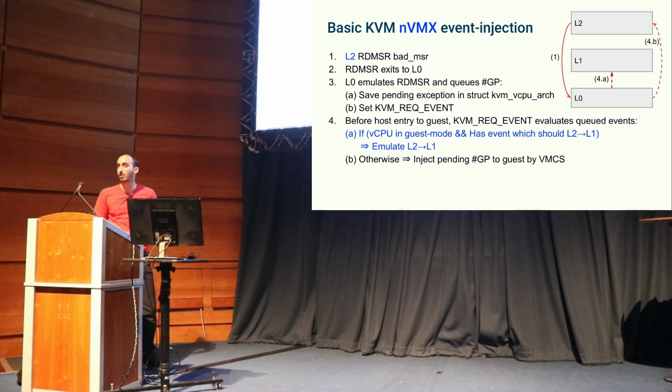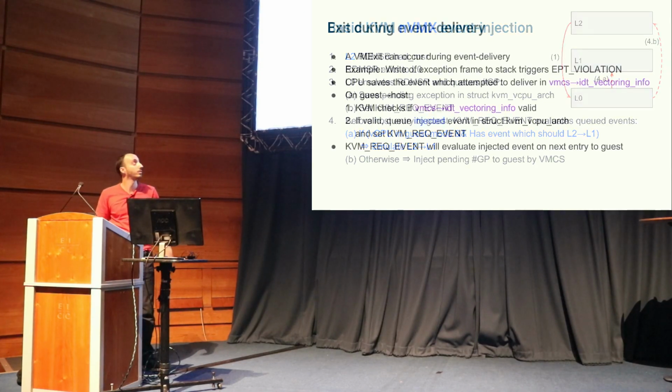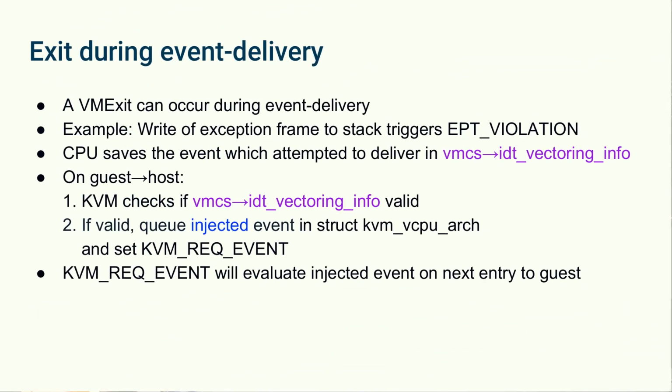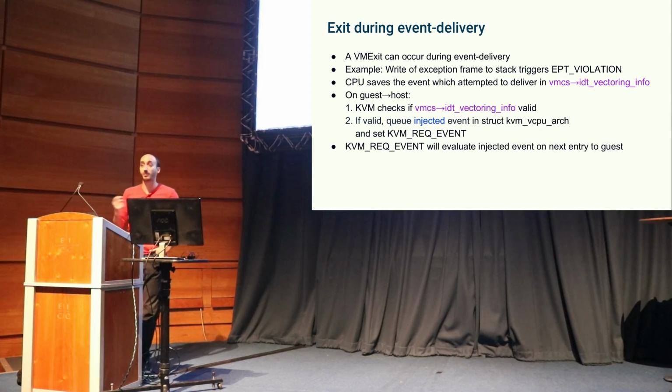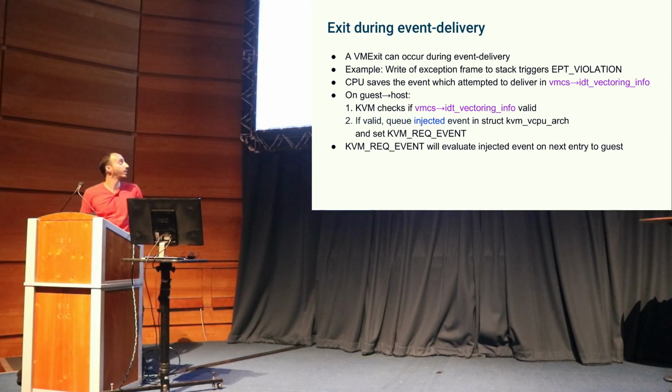But now let's start to complicate things with more possible scenarios. The next thing that can happen on x86 is that when the CPU attempts to deliver an exception, the exception delivery itself can fail. An example is that when the CPU tries to deliver an exception, it needs to write the exception frame to the stack, but the stack of the guest can be unmapped on the EPTs of the host. So in this case, the CPU cannot really deliver the event.